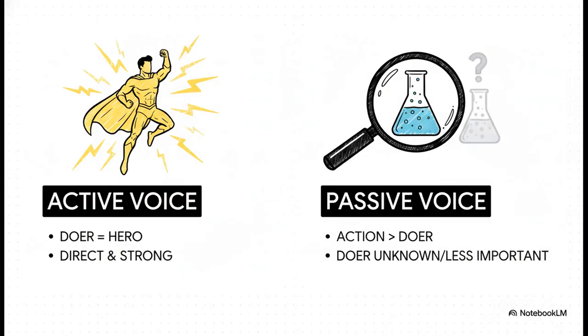Knowing when to pick the passive voice over the active voice is really the mark of a great communicator. Here's your simple guide. Use the active voice when you want your writing to be clear, direct, and energetic, when the doer is the hero. You choose the passive voice when you really want to emphasize the action itself, or maybe when the doer is unknown, or when you just want to sound more formal and objective, like in a science paper.